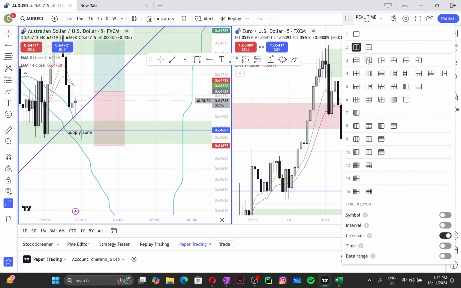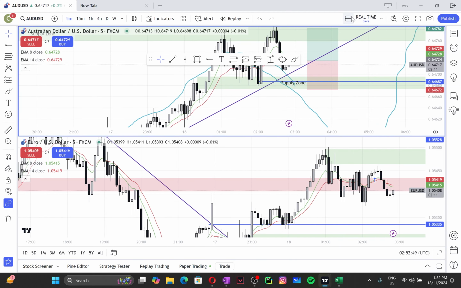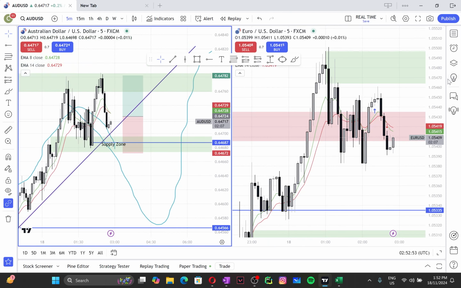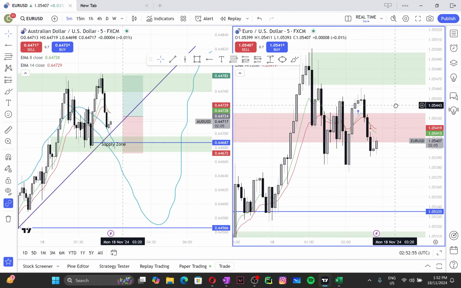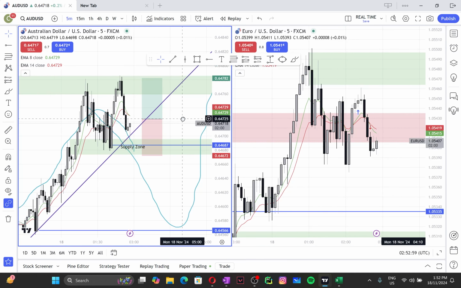Okay, so maybe I need to change it to that instead and hide that. Okay, no, that's not good. We'll just have that. So these are the two charts. This is the AUD USD where we've already taken trades, I think.